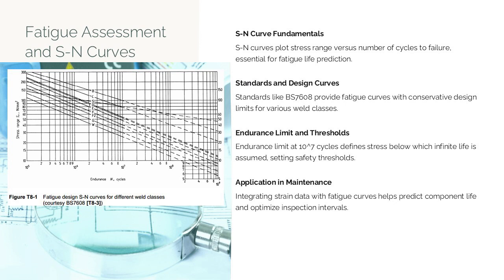The endurance limit, often set at 10 to the power of 7 cycles, indicates the stress level below which infinite life is assumed. For example, in weld class F2, a dynamic stress range exceeding 35 MPa peak-to-peak requires immediate action, while values above 17.5 MPa suggest remedial measures. These thresholds help engineers prioritize maintenance and prevent fatigue-related failures.